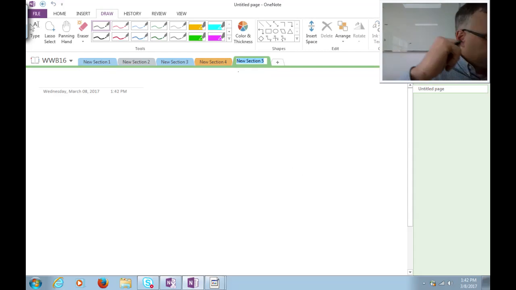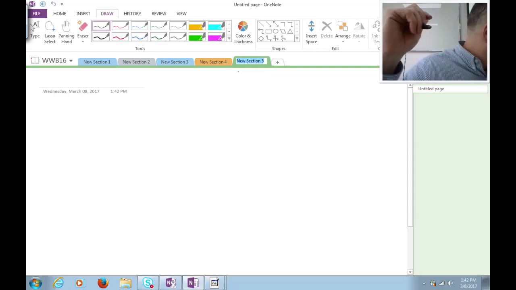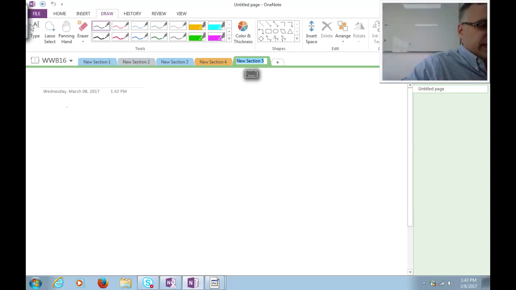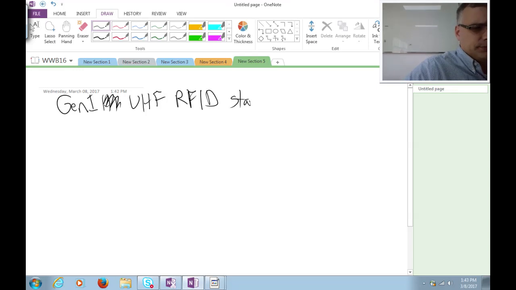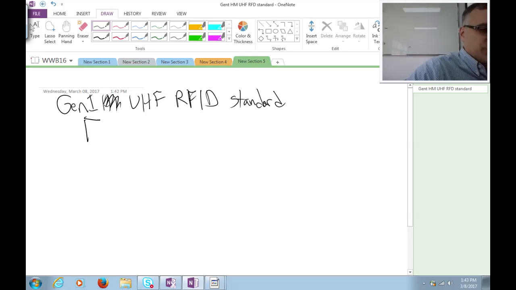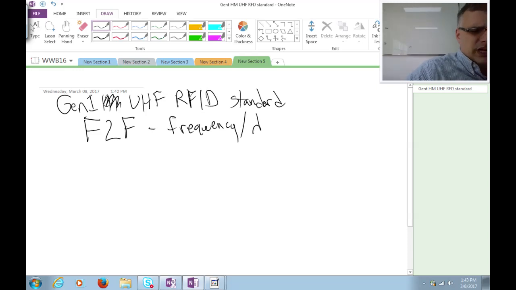So for example, in the world of contactless integrated circuits, and what we would call the Gen 1 UHF RFID standard, that employed a type of channel code called F2F. Stands for frequency, double frequency.